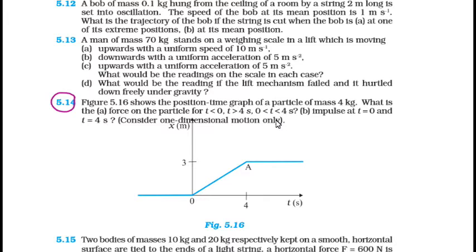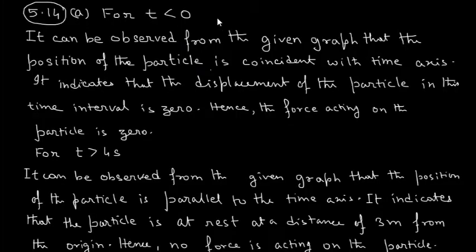So we can see the figure here. We'll use the concept of Newton's laws of motion, and we'll solve this. Let us move to the solution. So first we'll solve part A. For t less than 0.